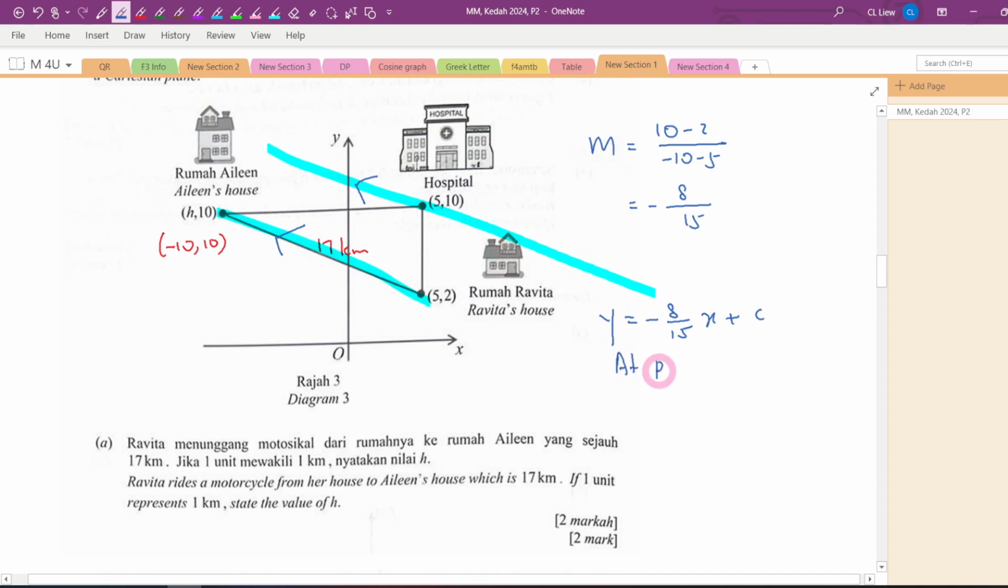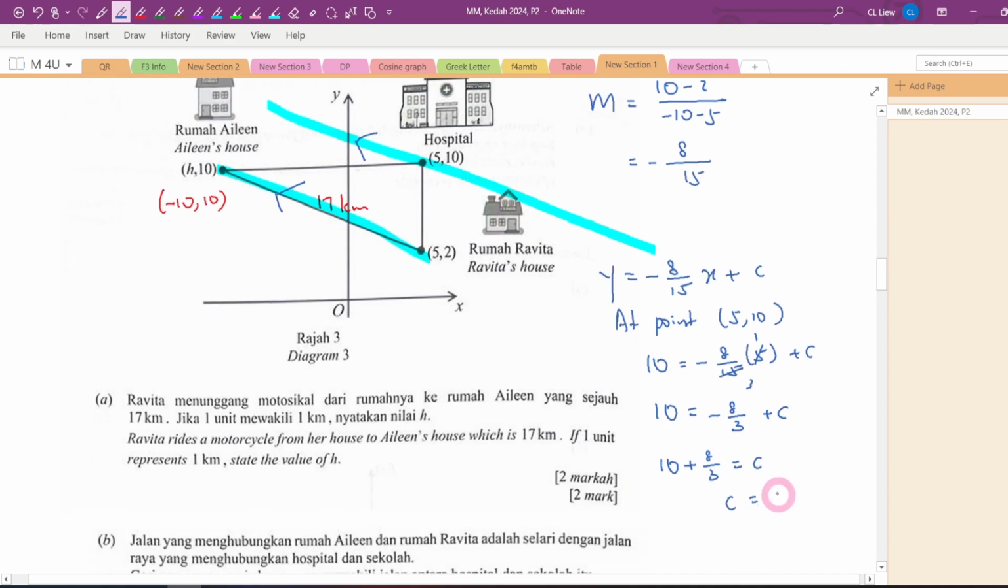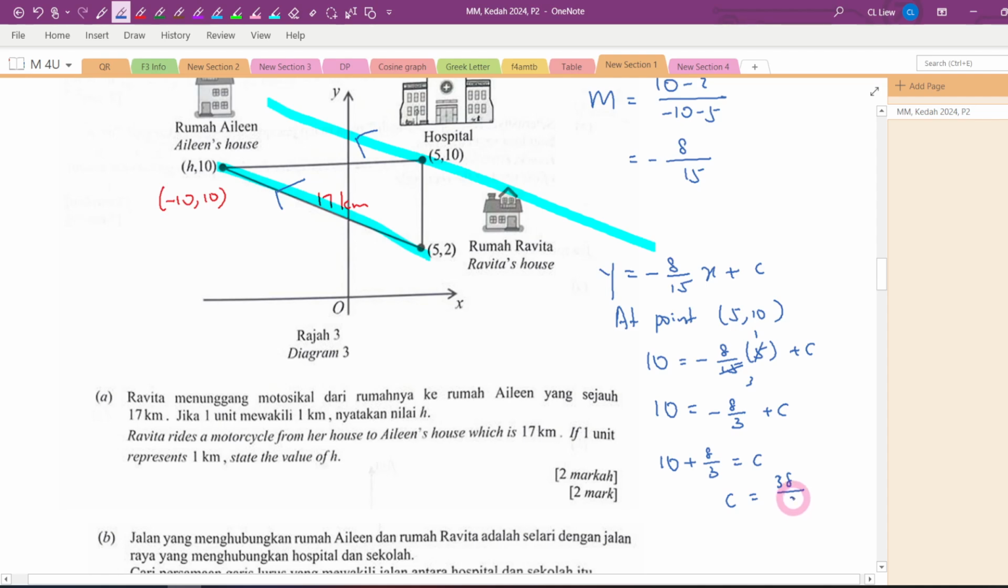Okay, at point (5, 10), y is equal to 10, equal to negative 8 over 15 times x plus c. Just do some simplification: negative 8 over 3 plus c. So 10 plus 8 over 3 is equal to c. c is equal to 38 over 3. Okay, now we know the equation is y is equal to negative 8 over 15 x plus 38 over 3.